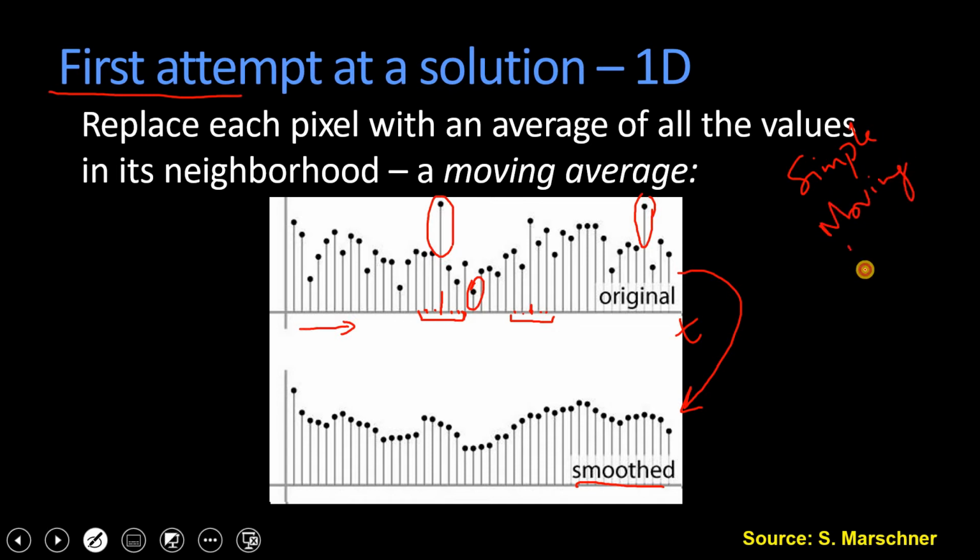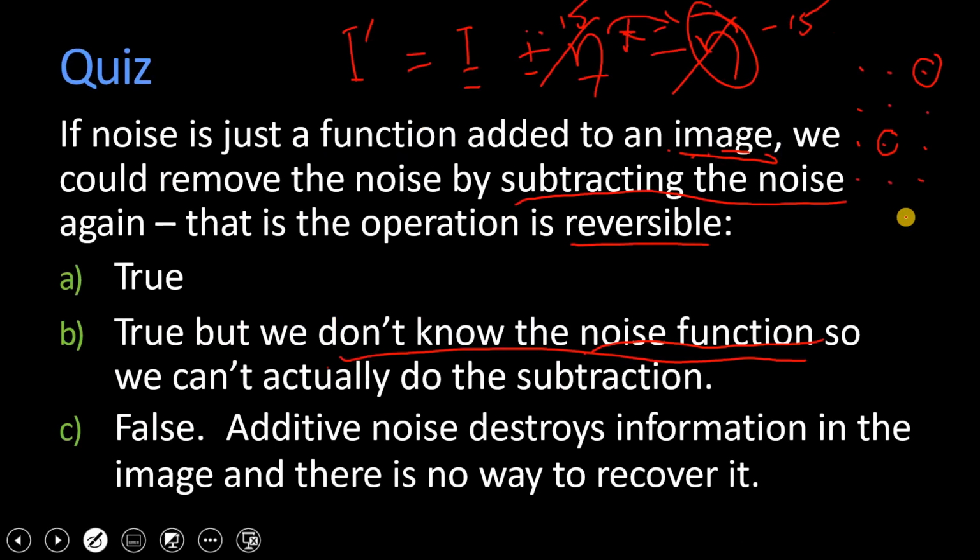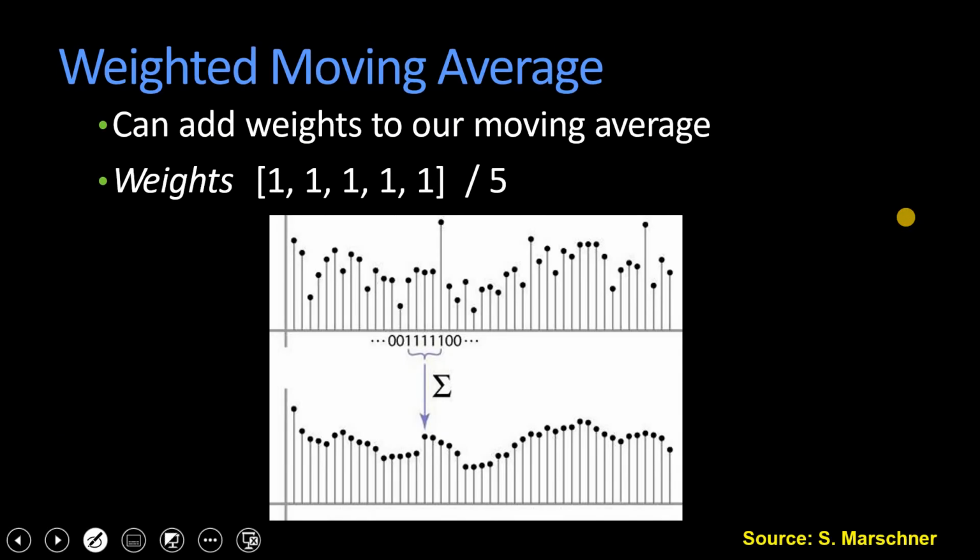Moving average, and this thing over here is the same. This is also simple moving average. In the simple moving average, what happens is that all the neighbors have the same value.